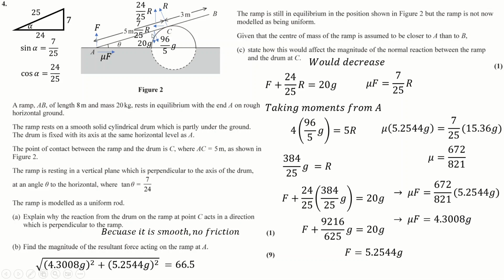Say it moves down to the point 3 along. This would be a 3 now. But this moment still has to be balanced, right? Because the thing isn't turning still, it's still in equilibrium. So therefore R would decrease as well to make this still balance if this decreased here. So it would decrease, is all you have to say.